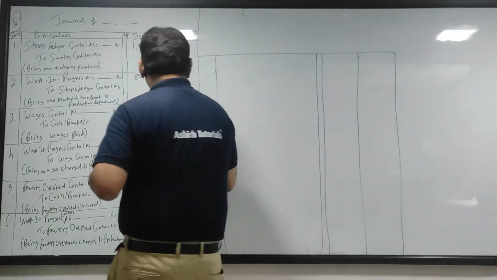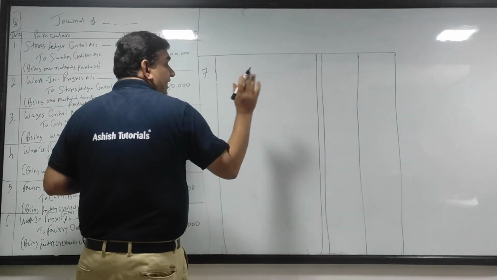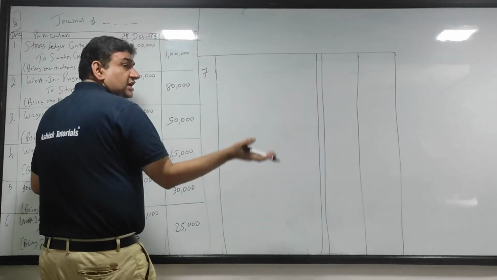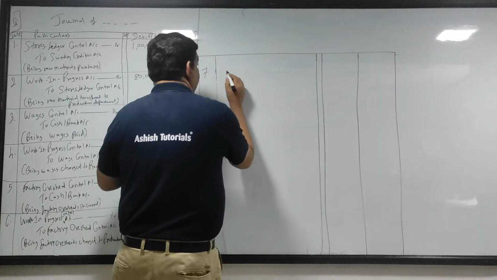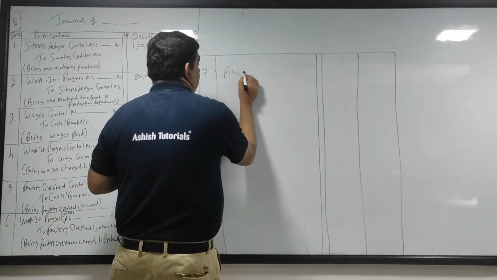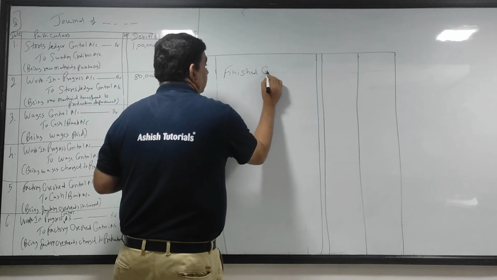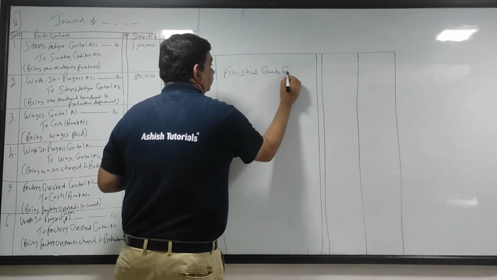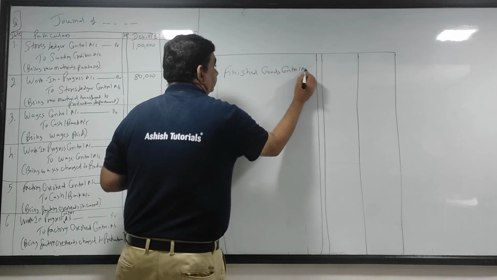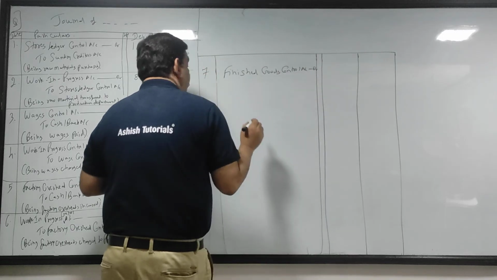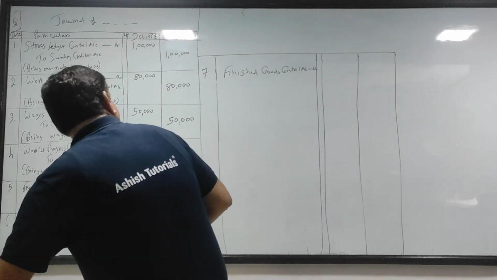So now see the entry. So my next entry will be now finished goods are created. यहां पे मैंने WIP create किया. Now finished goods are created. So finished goods control account debit.